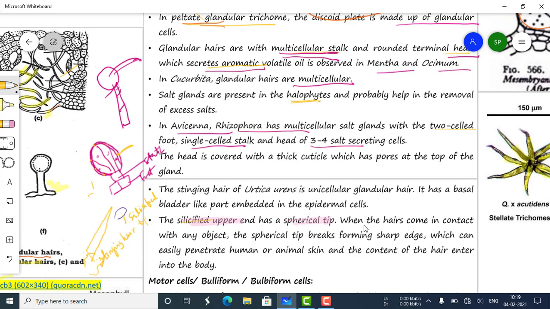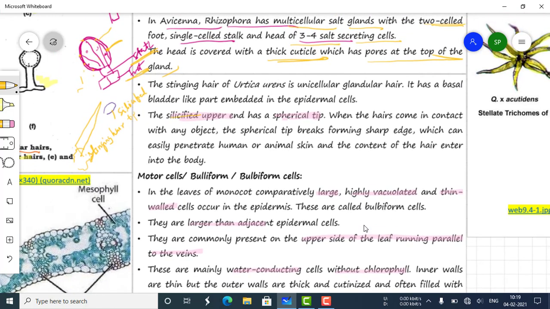excess salts. In Avicennia and Rhizophora, this shows multicellular salt glands, with a two-celled foot, a single-celled stalk, and a head composed of 3 to 4 salt secreting cells. The head is covered with thick cuticle. So cuticle is present, which has pores at the top of the gland. Such pores will be present here.